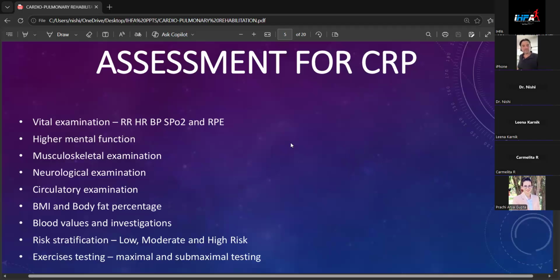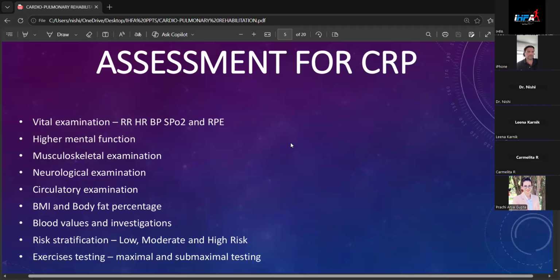Then is the risk factor. So basically when a patient comes to you, we have to stratify, right? Is the patient low risk, medium risk, moderate or high risk? So how will you do this risk factor assessment? You have to check their age, their sex, their comorbidities, their physical activity history, and you have to check the blood values.